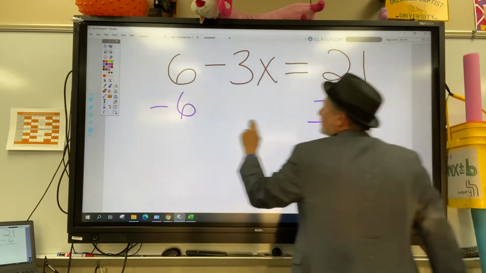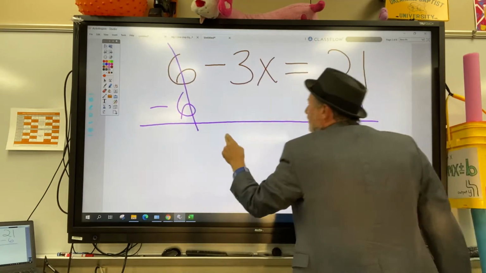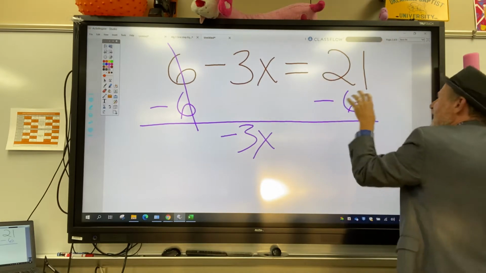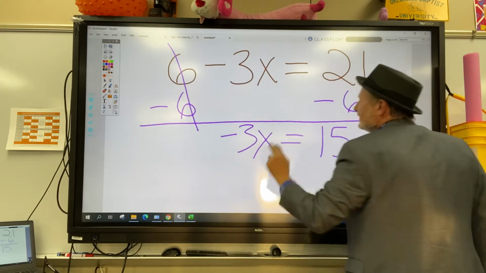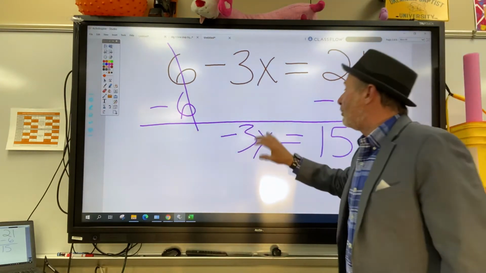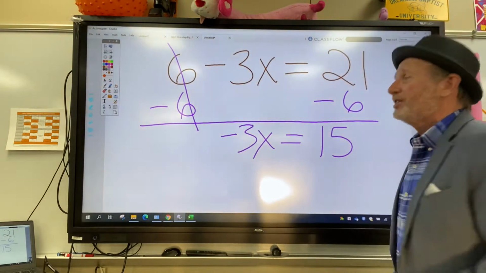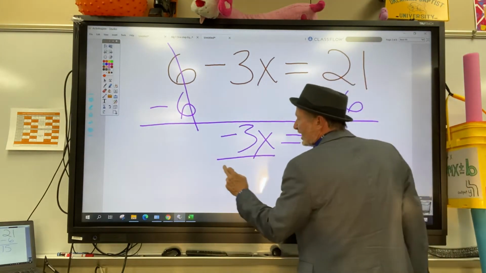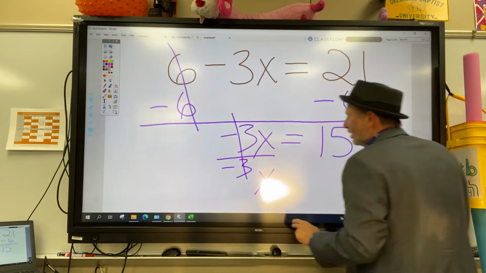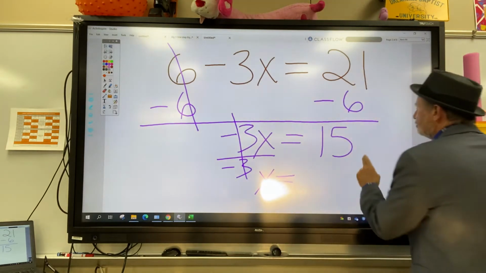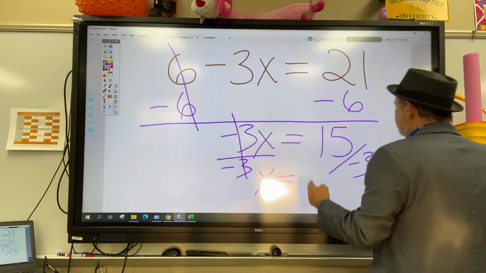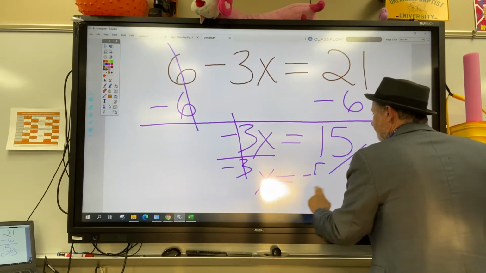All right, negative 6. That cancels out. I bring down my negative 3x. 21 minus 6 is 15. Now, watch, there's a negative here. So whenever you divide out, you bring the negative with you. So I've got to divide this negative 3 by negative 3. And negative 3 into the negative 3x gives me positive 1x equals. Don't forget, what you do on one side, you have to do on the other. Negative 3 into positive 15 is negative 5.